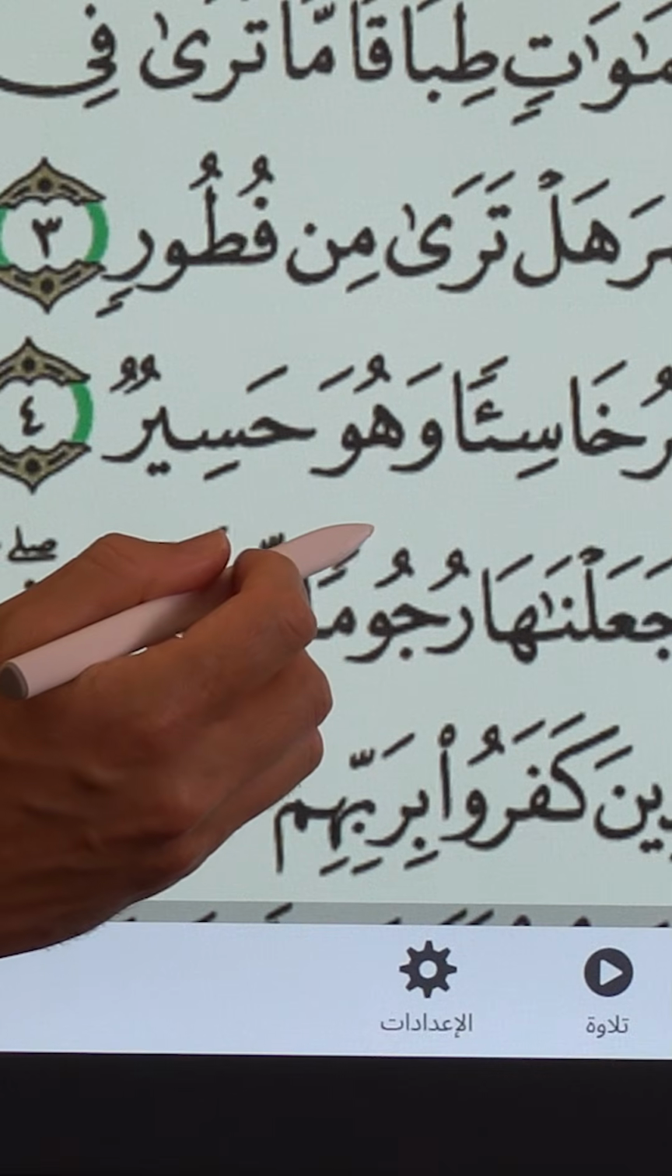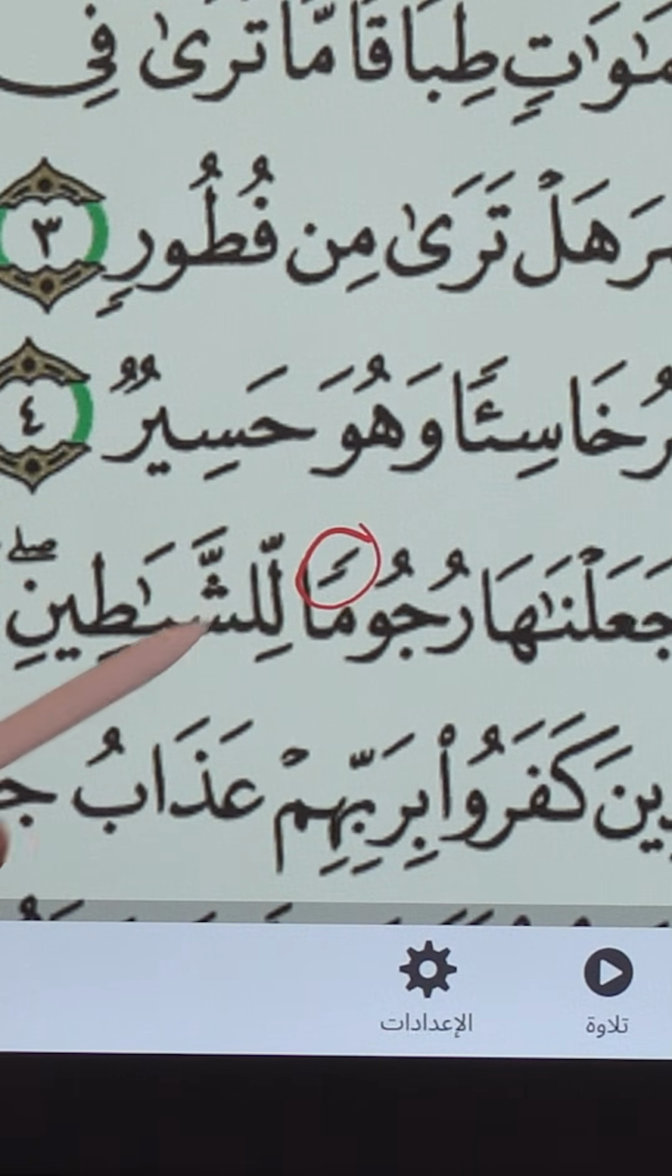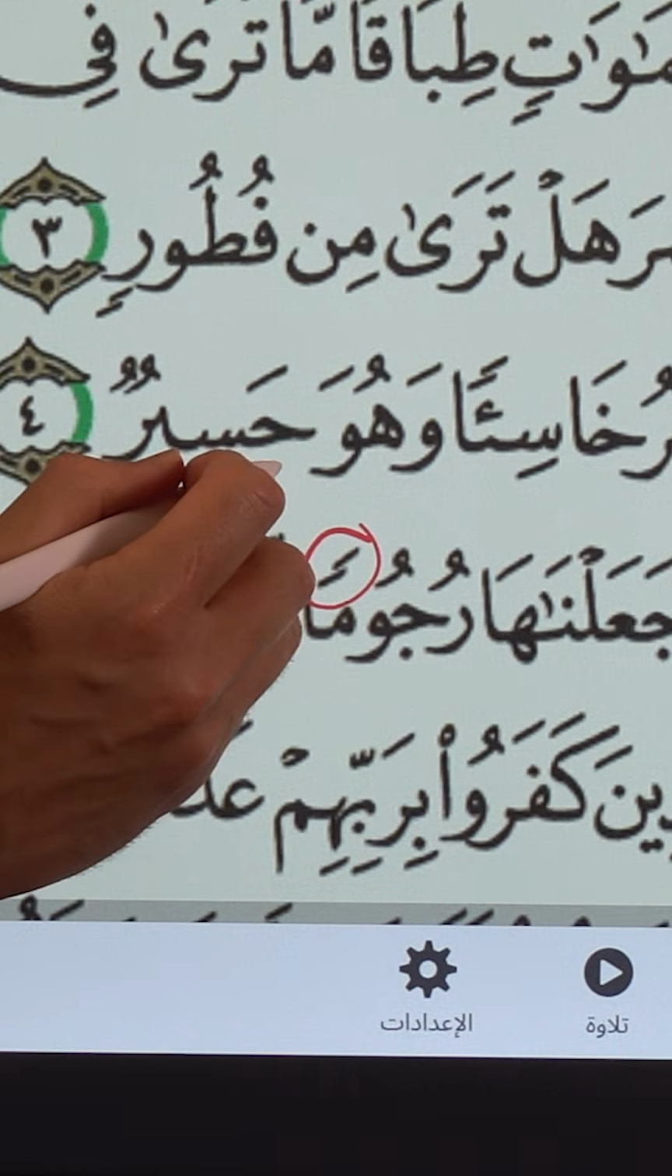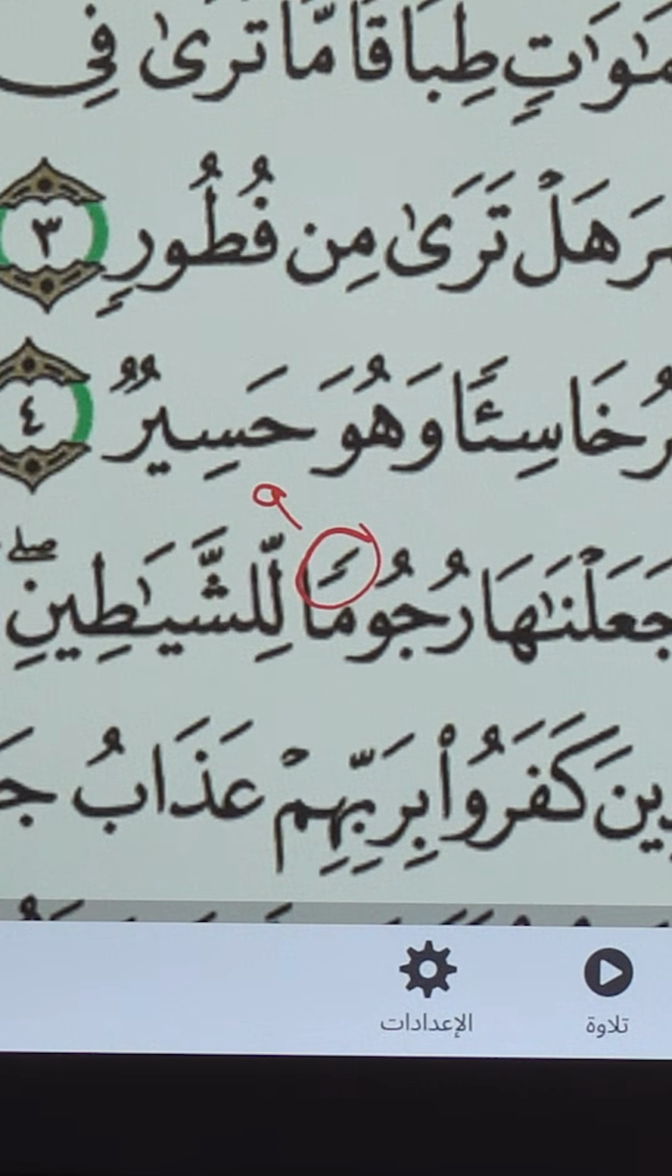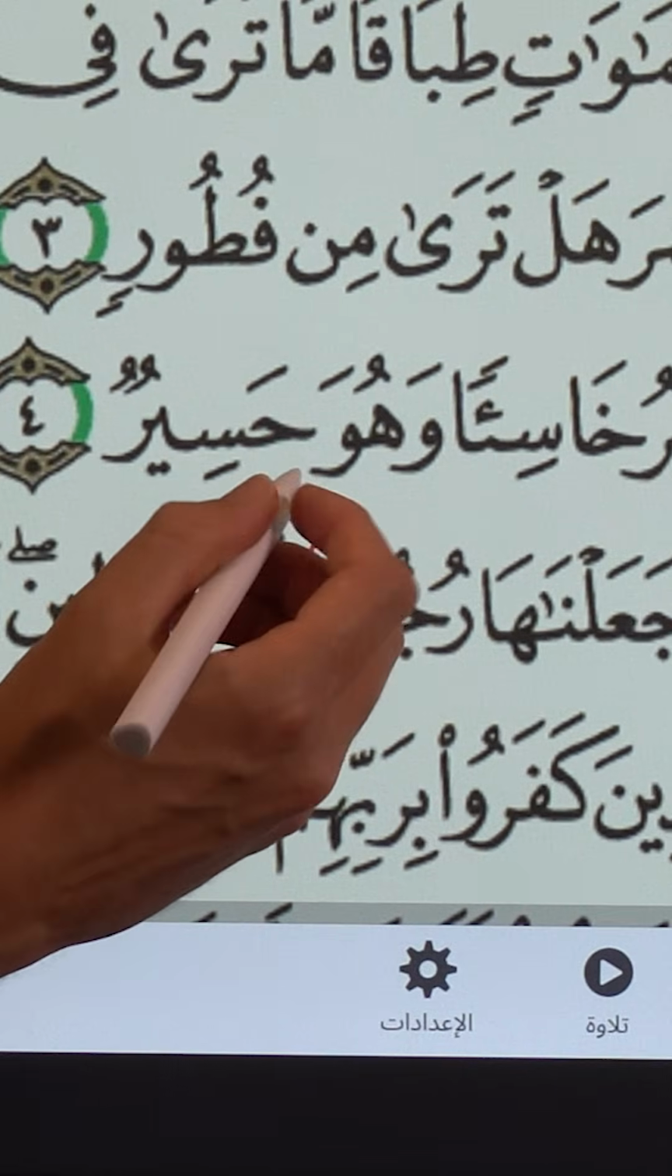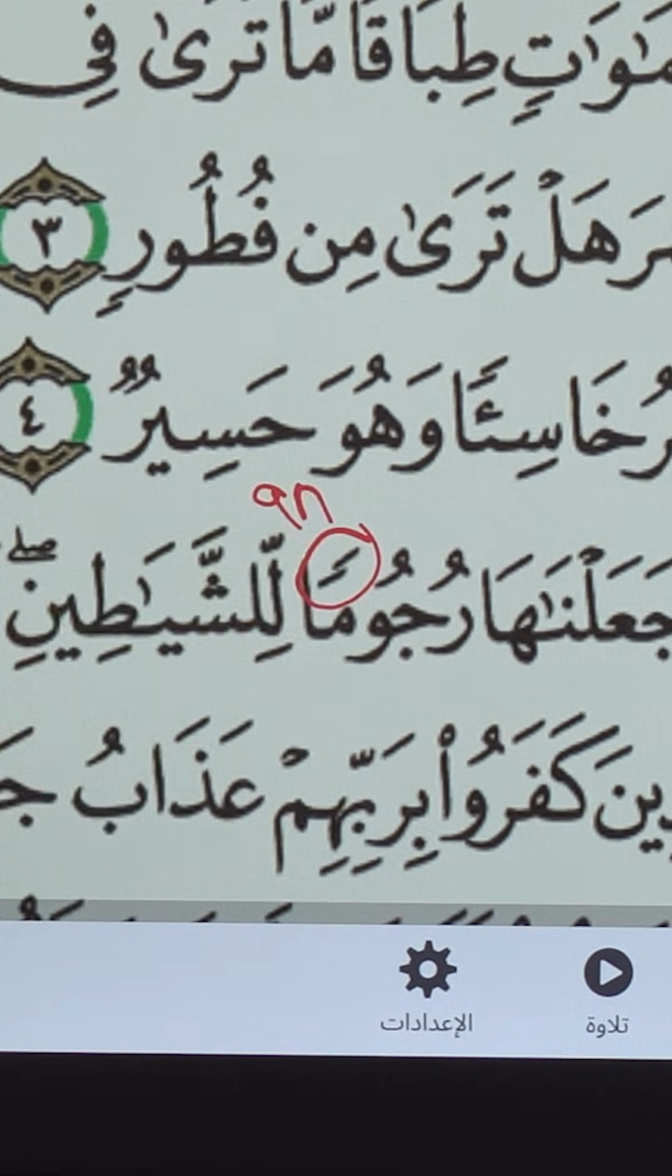Well, what about when we see two lines written above a letter? This is tanween fatha. The first fatha representing an A sound like the English A, and then the second representing the N sound. So together it would sound like an.